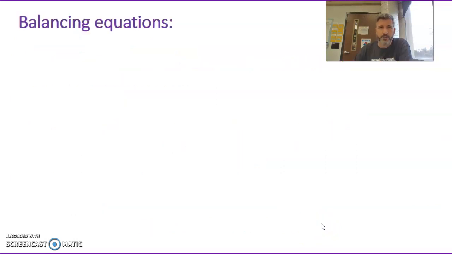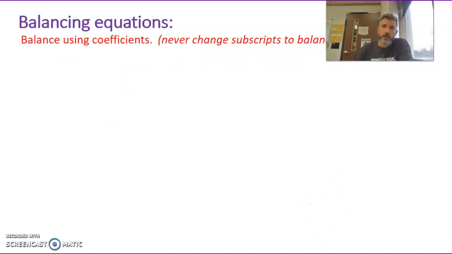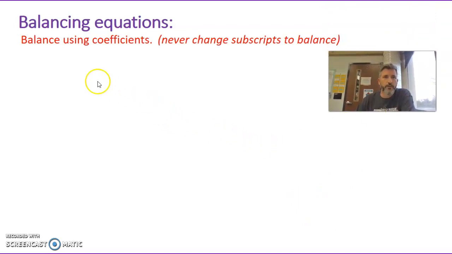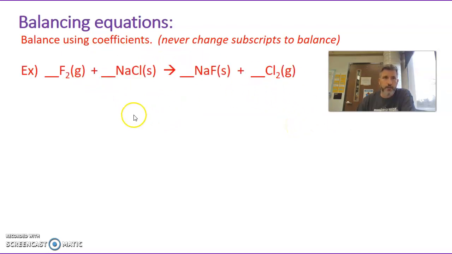So let's talk about balancing. The first rule is when we're balancing, we only change coefficients or add coefficients. We never change the subscripts when we're balancing. All right, so let's take an example here. Using this equation that we already wrote, see if you can figure out what coefficients you would have to put in front of these substances so that we have the same number of atoms on the left side of the arrow that we have on the right side of the arrow.